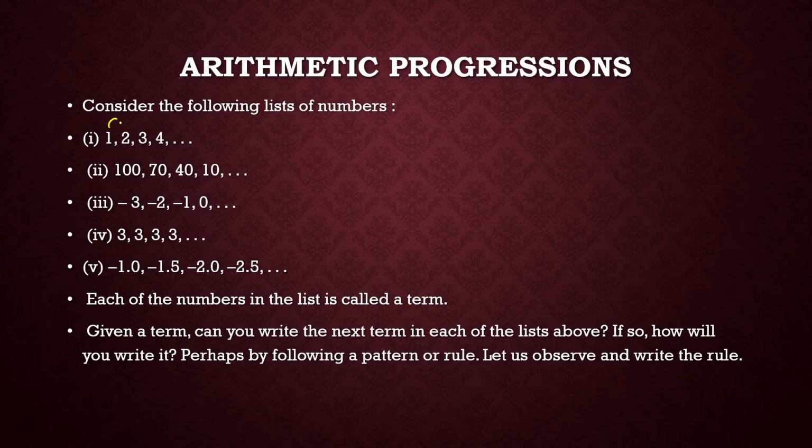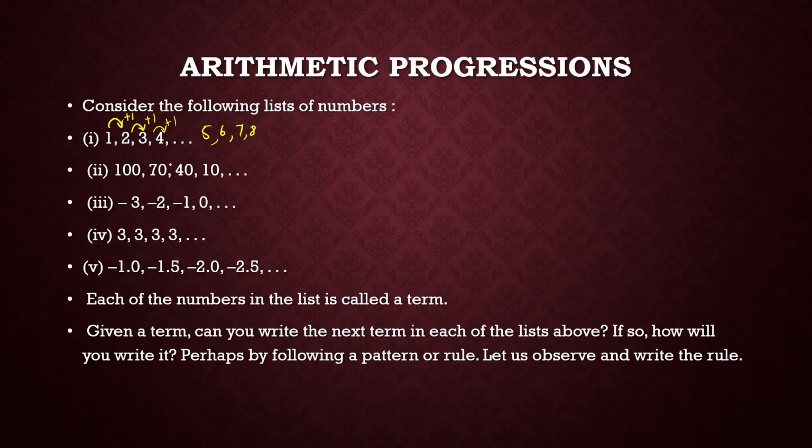So here, if you observe, each number is getting incremented, or raised, by 1, right? So can I write the next number? Obviously, it's going to be 5. The next ones: 6, 7, 8. So easily I found out the next numbers. So here, what was the rule? Each term was getting incremented by 1 in the series.